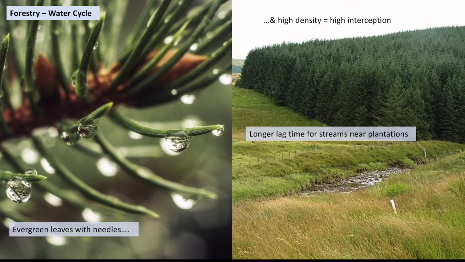So we're going to have longer lag times in the streams and localized rivers near plantations, and that means we're going to have a lower peak flow and a lower discharge. This means that in areas near plantations there could be potentially a lot less water available for people to use in their homes and for public use in general.